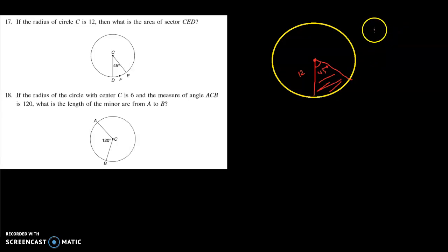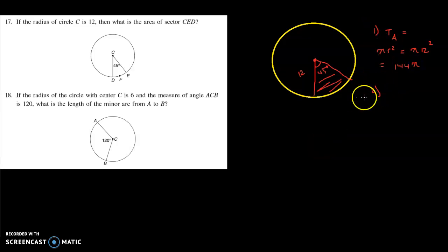Remember our steps. First off, total area. I'm going to put TA. Total area, well, that's pi r squared, which is just equal to pi times 12 squared, because the radius is 12, which is equal to 144 pi. Okay, so that's step one.